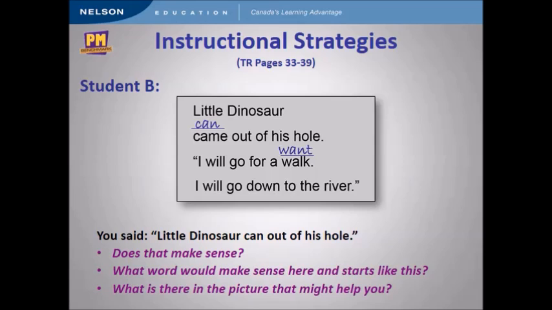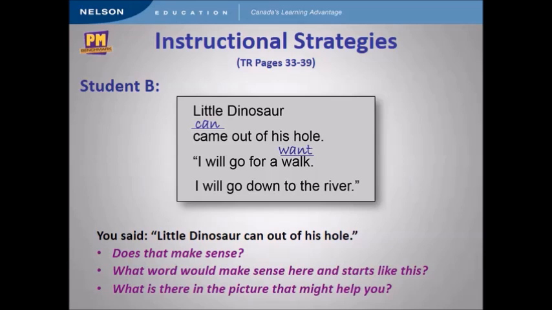So I might say to the student, you said little dinosaur can out of his hole, and I'd point to the word came, and I would say, did that make sense? What word would make sense here and starts like this? So I want to point out that they were using their visual cues. The word can and came were starting out the same way, but it didn't really make sense here. So I'm going to ask them, what word can you think of that would make sense here that starts the same as can? And then I might let them give it a try.